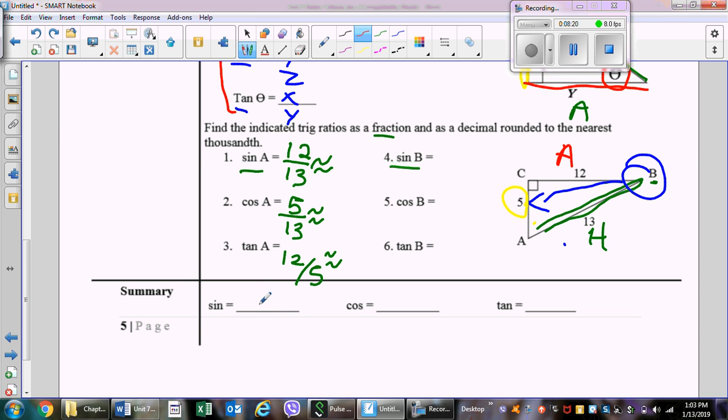So in summary, sine is opposite over hypotenuse, cos is adjacent over hypotenuse, and tangent is opposite over adjacent. There are different ways to memorize this. I've heard of "some old horse came a hopping through our alley." You just use the first letter of each trig ratio to memorize it. But find a way that helps you memorize this, and we'll go over it again next class, okay?